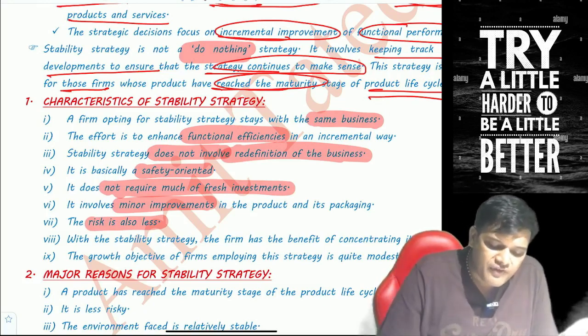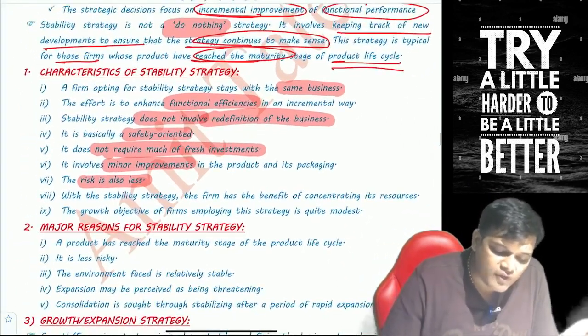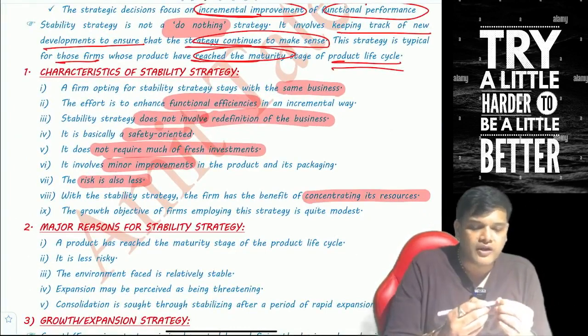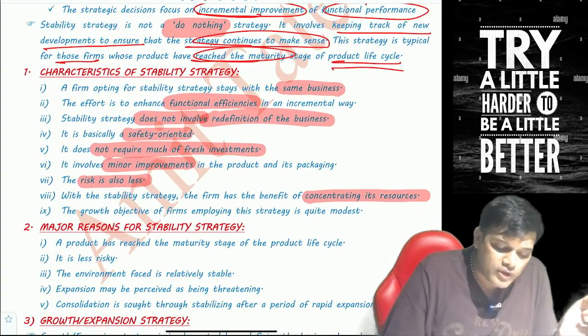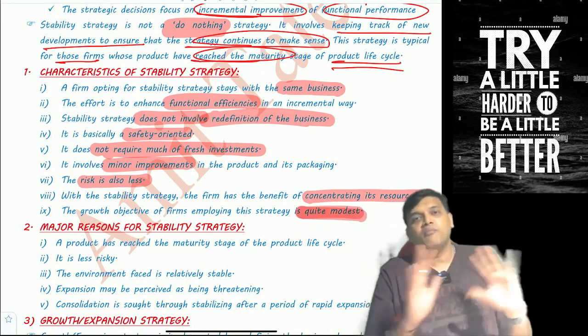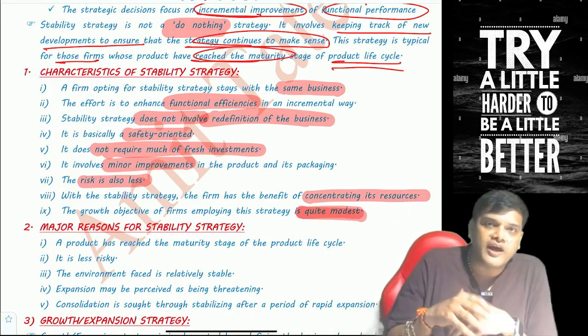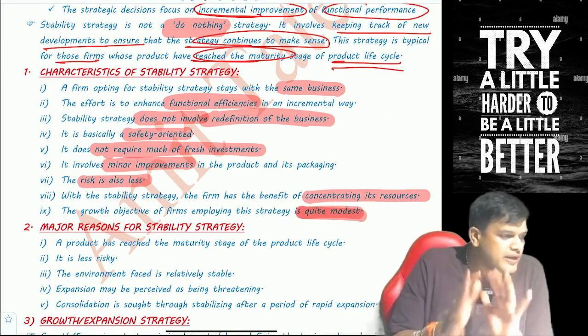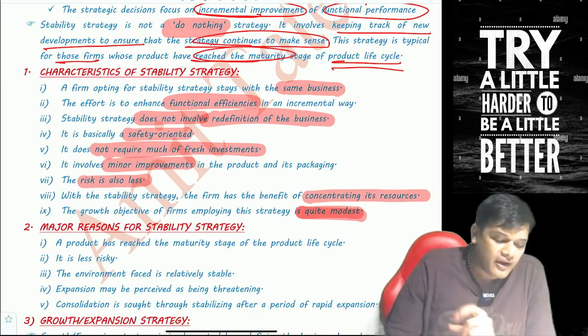With stability strategy, the firm has the benefit of concentrating its resources. You can concentrate on your resources. What are your resources? Existing resources. And the growth objective of this firm is quite modest. Meaning here, whatever growth objectives are there, it is a modest approach, modest objective. Is that clear? That's exactly what we need to do with the characteristics of stability strategy.